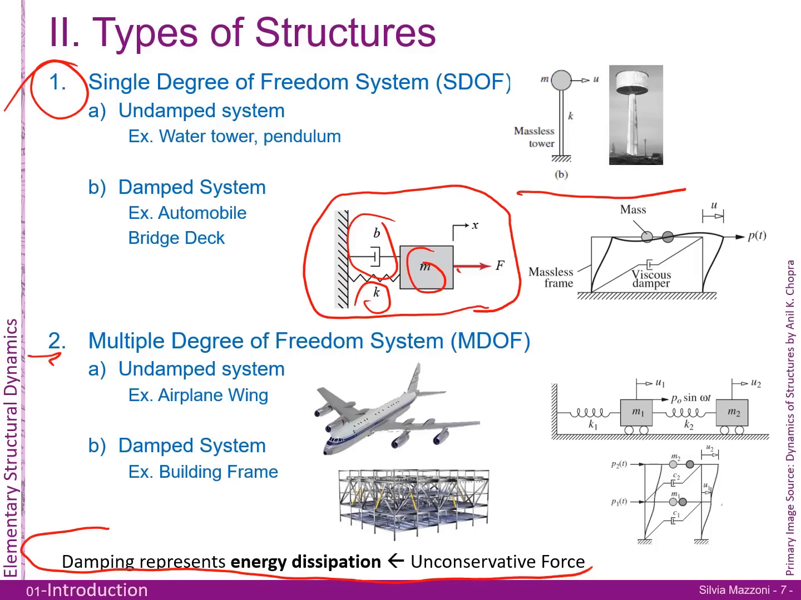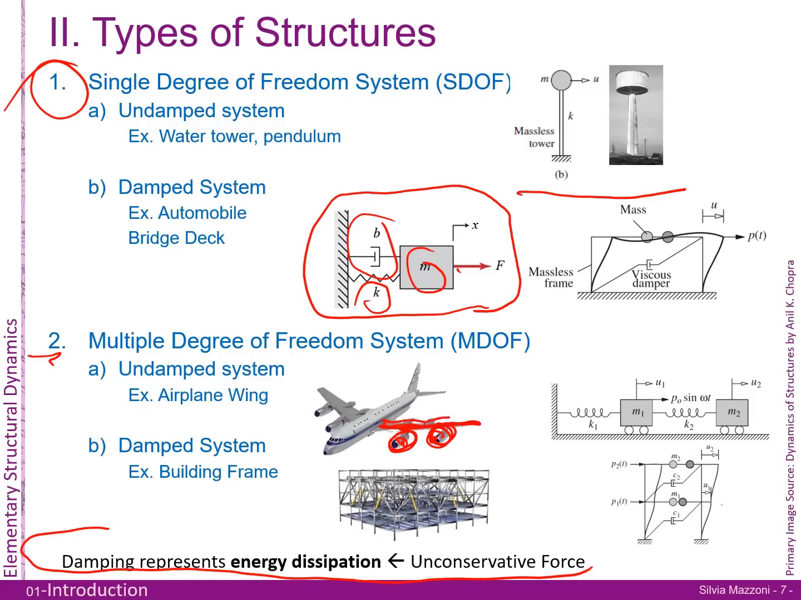Multiple degree of freedom systems go in parallel with single degree of freedom systems. There's the undamped system. For example, an airplane wing is a multiple degree of freedom system because it's one long beam, but then it's got individual masses at two different places. And you'll learn that where the mass is, that's what defines your dynamic degree of freedom. We're going to get into that when we look at multiple degree of freedom systems.